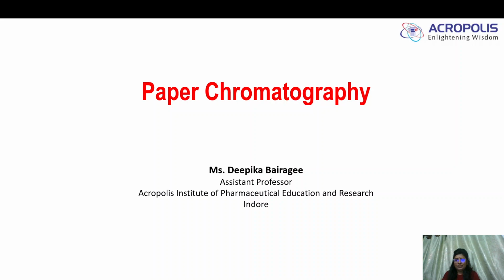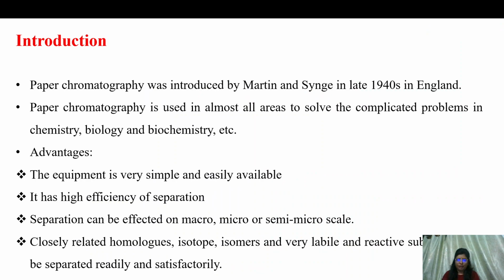The stationary phase may be either a solid or a liquid supported on a solid or a gel, and may be packed in a column, spread as a layer, or distributed as a film. The mobile phase may be gaseous or liquid. Now let's talk about paper chromatography. Paper chromatography was introduced by Martin and Synge in the late 1940s in England. It is used in almost all areas to solve complicated problems in chemistry, biology and biochemistry.